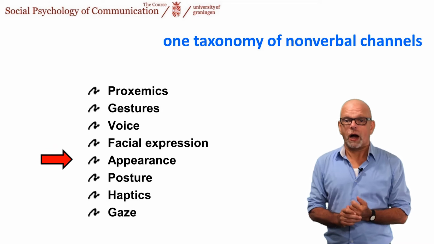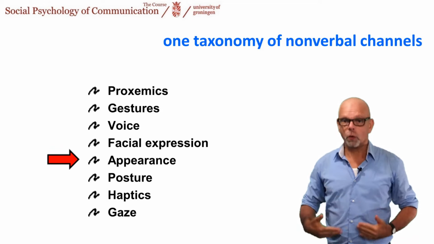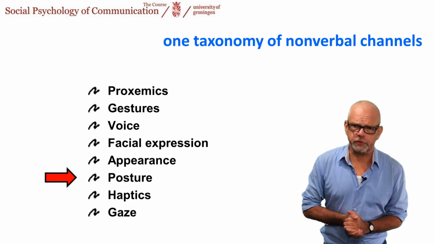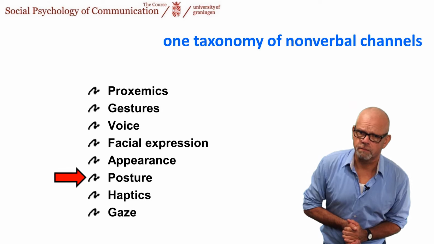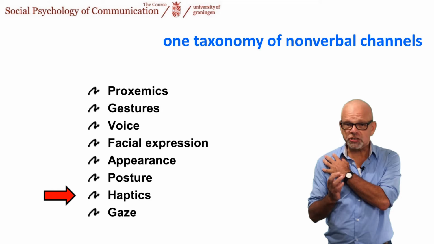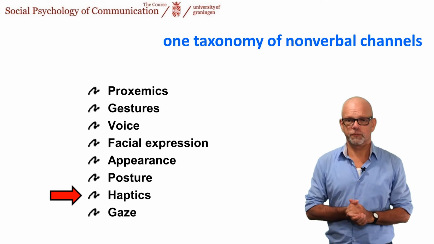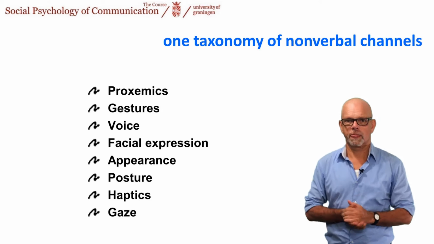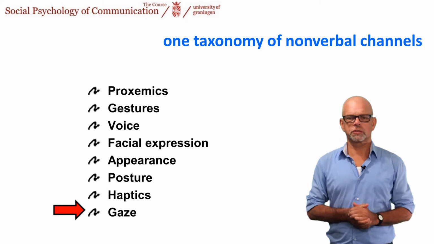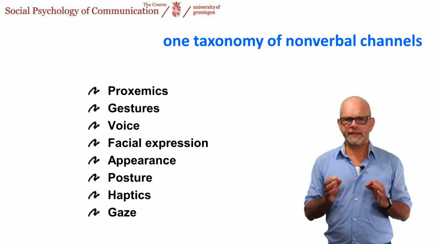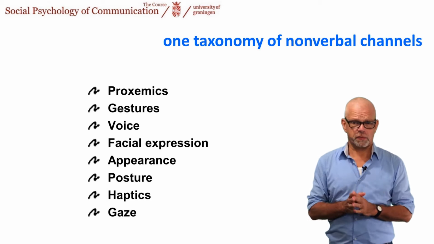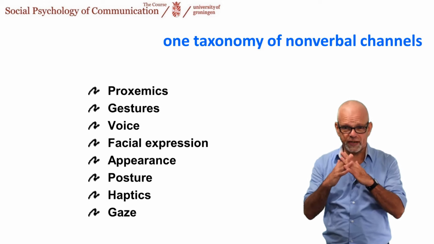Appearance refers to how one has designed one's appearance and looks. Posture refers to the state of the physical body, like standing or leaning over. Haptics refers to touching the other's physical body during communication. And gaze refers to the duration of the eye movements. All these nonverbal channels, together with the verbal channel, provide the message in an integrated way.